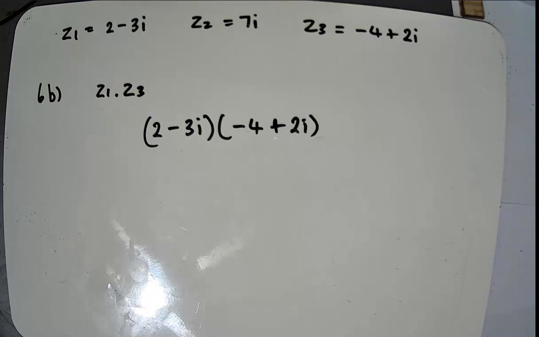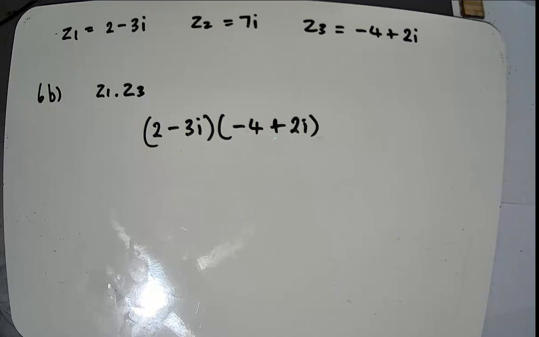In this next example, we have z1 is equal to that, z2 is equal to this, and z3 is that. The question says you must multiply z1 dot, which means times, so z1 times z3. So in this question, these three items are given, z1, z2, and z3. Then the first question, 6b, says multiply z1 times z3. The z means complex numbers. So there's our complex number, place it in a bracket. There's our complex number, place it in a bracket. This is the first step.